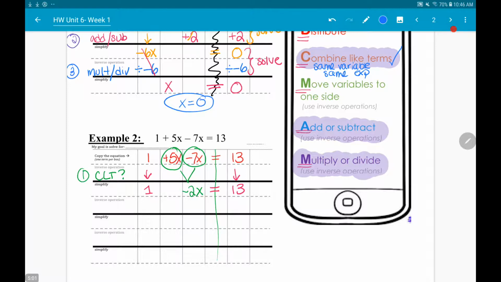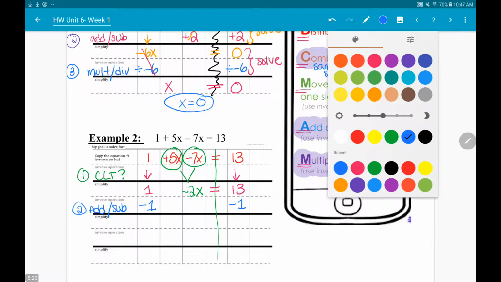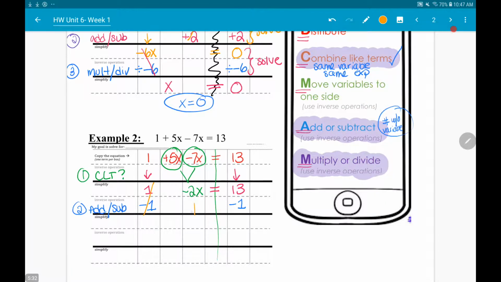We combine like terms, check. Now I'm going to add or subtract. And again, remember this is the number without the variable. So I only do this for the number without the variable. So I see the 1 without the variable, it's a positive, so I'm going to do the opposite, which is a negative. Okay. Jesse's favorite part, they cancel. I bring this down. I bring down my equal, and then on the right side, we are going to solve. 13 minus 1 is 12.